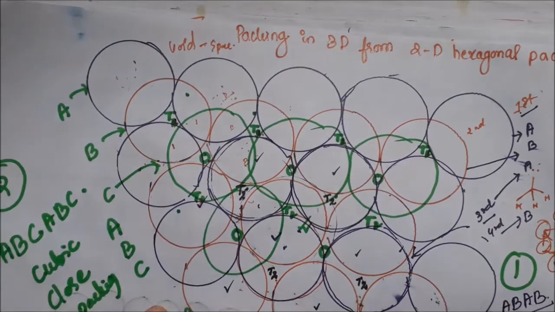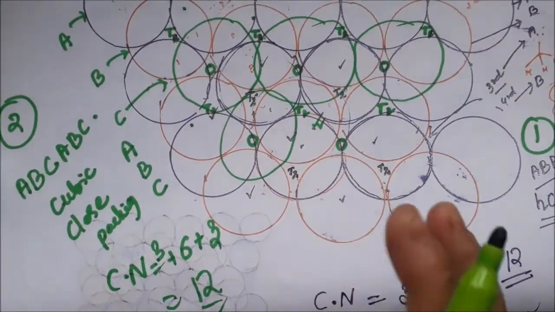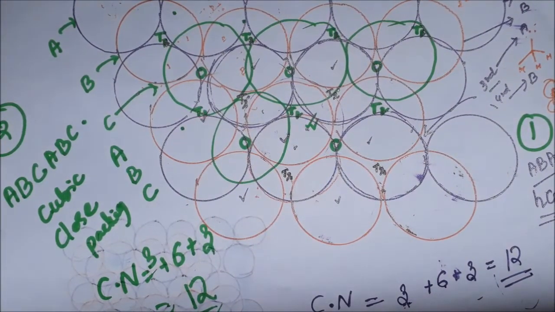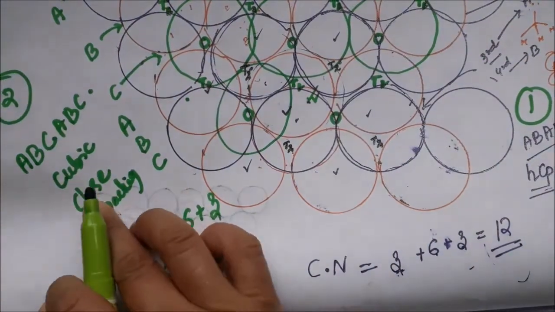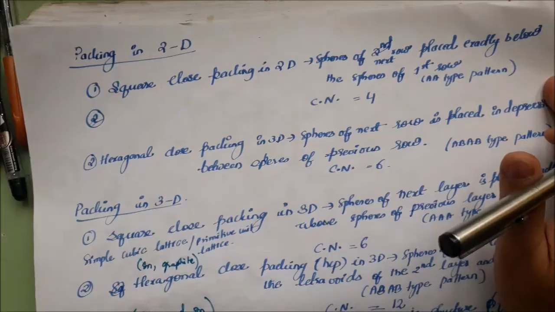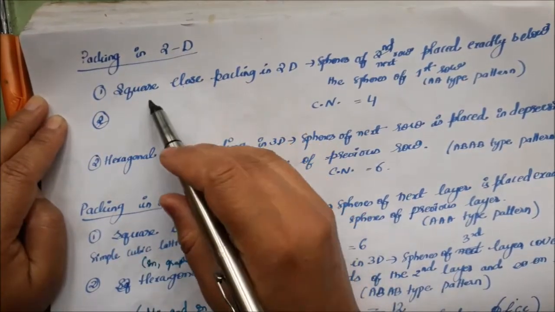So that means the empty space, or the packing efficiency, however much space is covered by the atoms, will be the same for cubic close packing and HCP. Now what we can say is, like packing in 2D, there are two types, right?